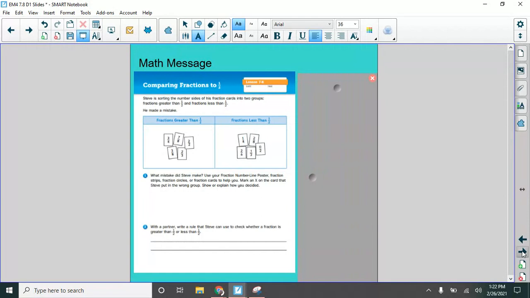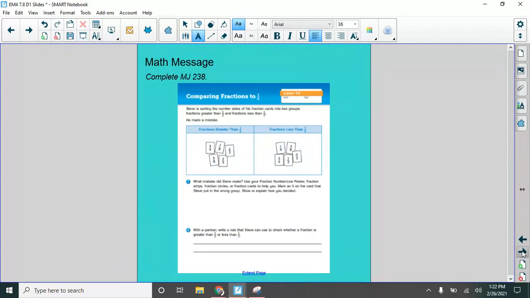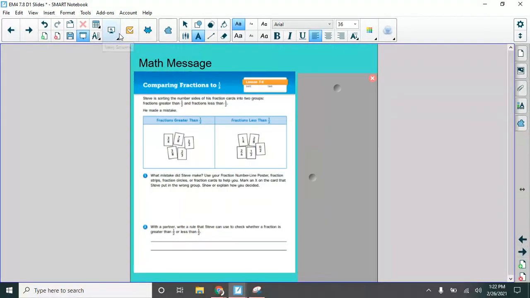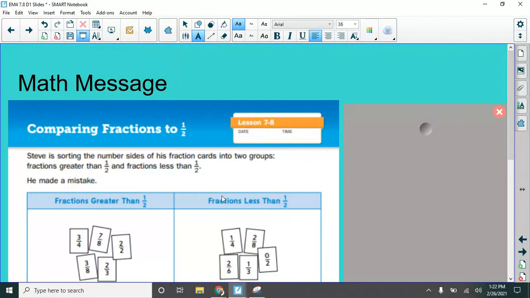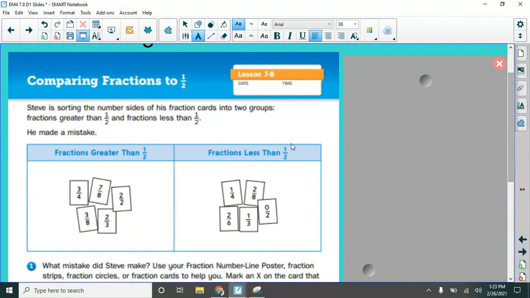I'd like for you to open up to page 238 in your math journal. Okay, now on page 238, we're going to do some of this together. So you're going to write as we write. This says Steve, we'll call him Steve Johnson. Steve is sorting the number sides of his fraction cards into two groups: fractions greater than 1/2 and fractions less than 1/2. But he made a mistake.